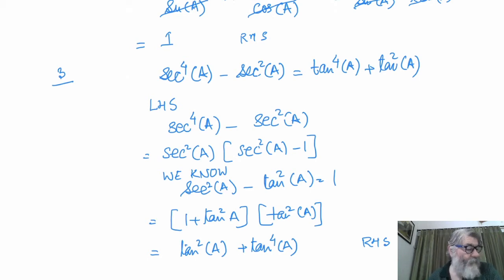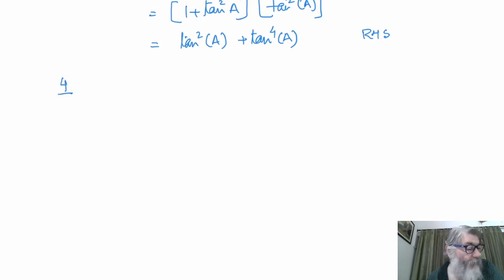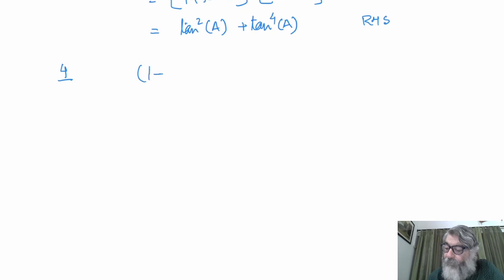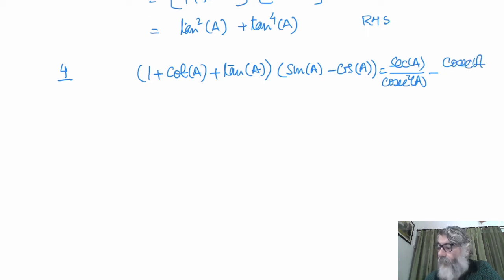Now the next question. The fourth one is 1 plus cot a plus tan a, into sin a minus cos a, is equal to sec a upon cosec square a minus cosec a upon sec square a.